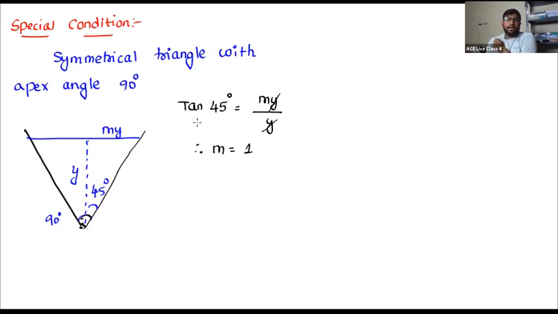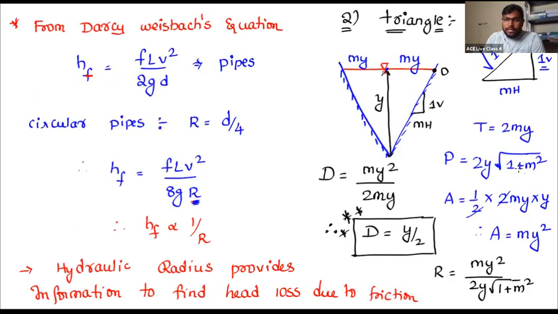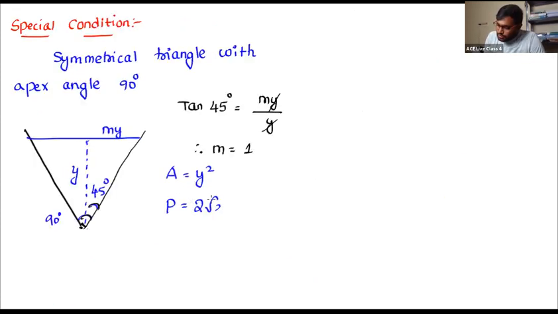See, these are some of the conditions that you can expect in an examination. If I give you a triangle, most of the time I will go with a symmetrical triangle with apex angle 90 degrees. So as the apex angle is 90 degrees, one side angle is 45, then m equals 1. If m equals 1, what is the area? My square, so area is equal to y square. What about the wetted perimeter? 2y into root of 1 plus m square. Keep m as 1, so 1 plus 1, root 2. So 2 root 2 y.